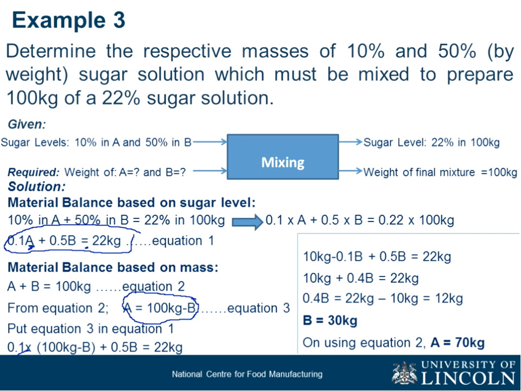22 kilograms. Now, if you open this bracket here, you'll be having 0.1 multiplied by 100, that will be 10, minus 0.1 multiplied by B, that will be 0.1B, minus 0.1B, plus, now I finished with the bracket, plus 0.5B. Can you see that? Can you see that? 0.5B equals 22.